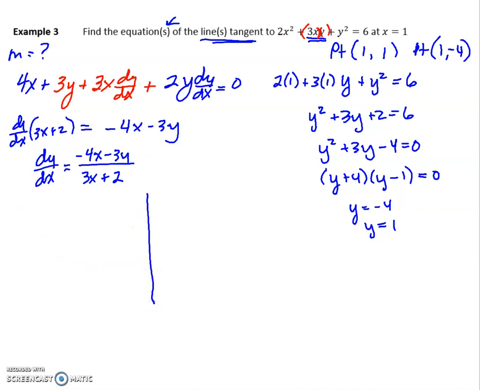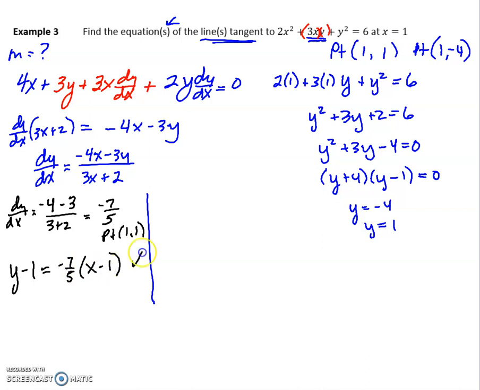So let's try it. First, to get the first slope, I'm going to plug in 1, 1. So if I plug in 1, 1, I get -4 minus 3 over 3 plus 2. So that gives me -7/5. So this line with the point 1, 1 has a slope of -7/5. So writing your equation of your tan, can do a little bit better there. y minus 1 equals -7/5, x minus 1. Done.